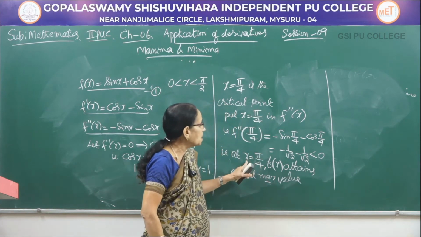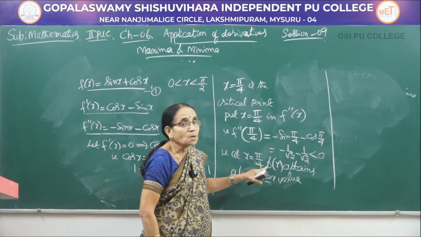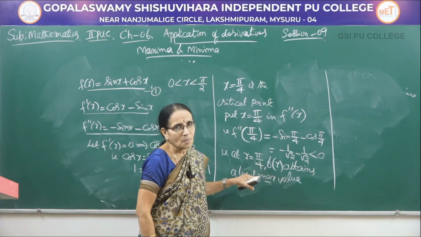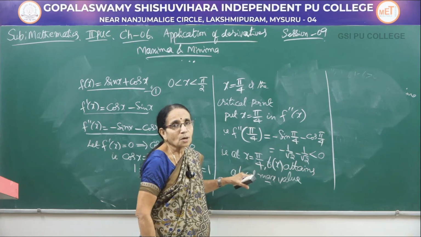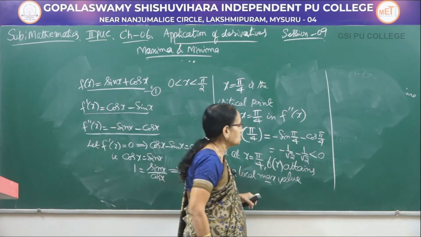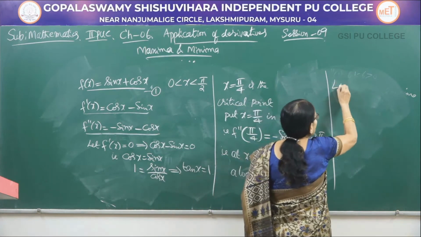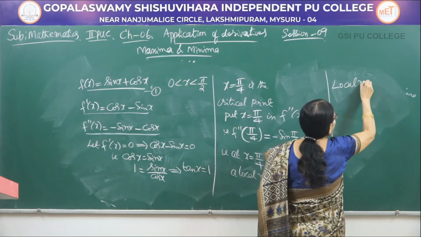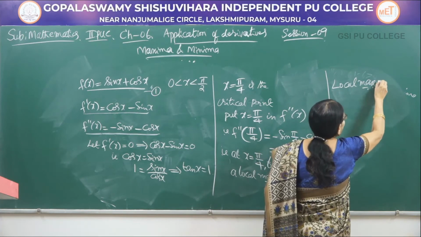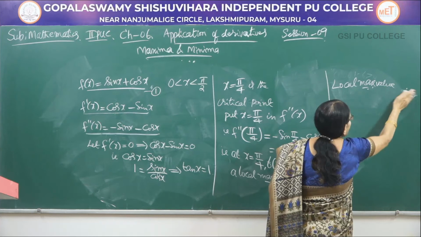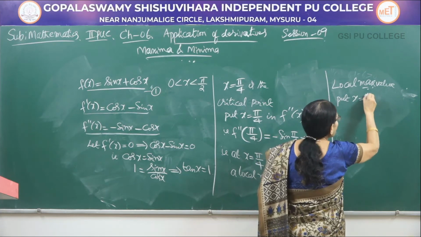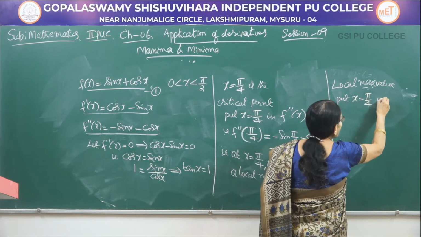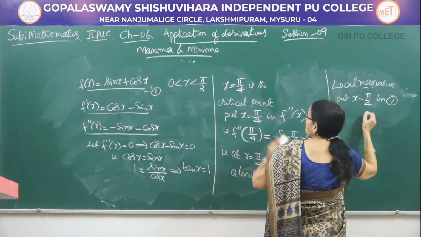Or you can write like this, x is equal to pi by 4 is a point of local maxima. Or you can write x equal to pi by 4, f(x) attains a local maximum value. Both mean the same thing. Therefore, you write, local maximum value. How do you find this one? Put x is equal to pi by 4 in the given function.